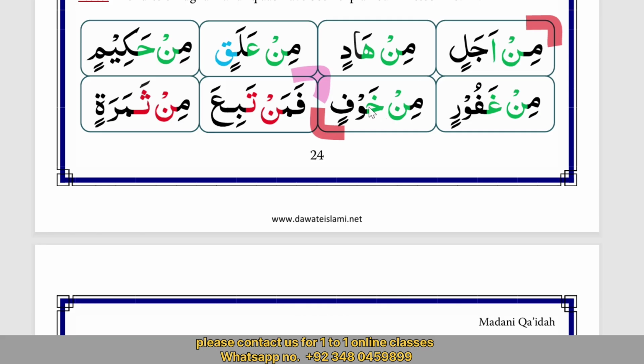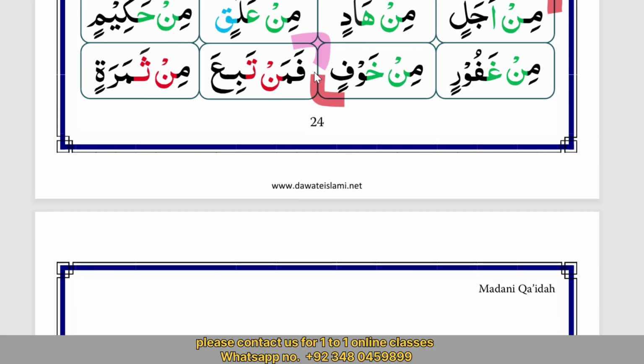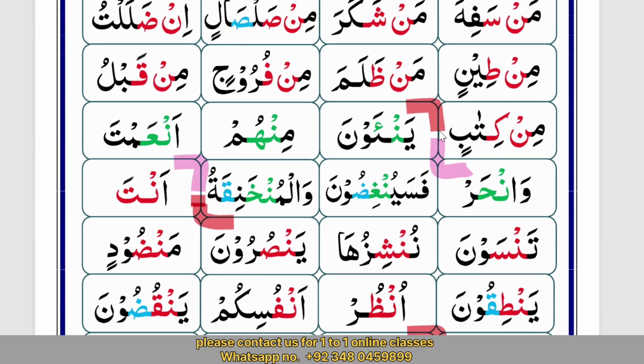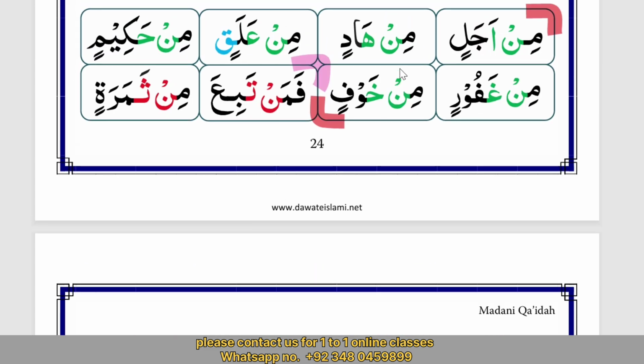So these six words are actually examples of izhar, and the other 15 words, from faman tabi'a to min kitabin, are actually examples of an ikhfa letter coming after noon sakina. So ikhfa will be done while pronouncing these 15 words, which means ghunna or nasalization will be done while pronouncing this type of noon sakin.